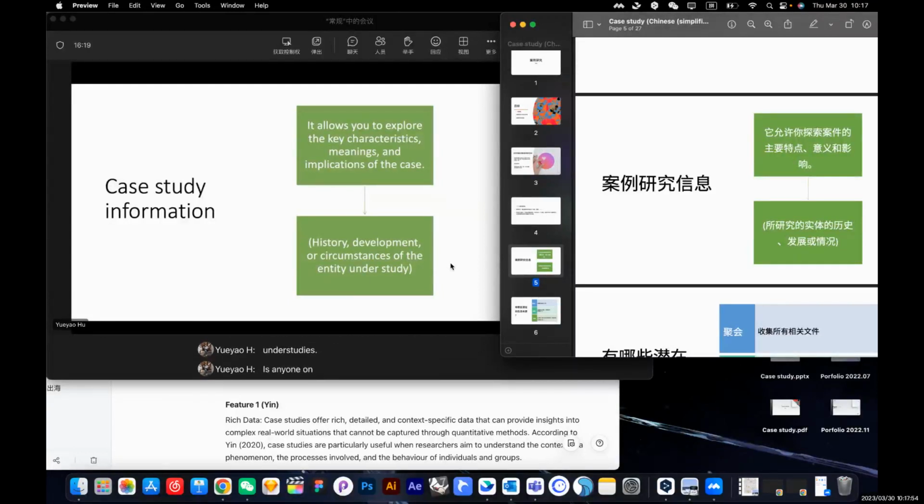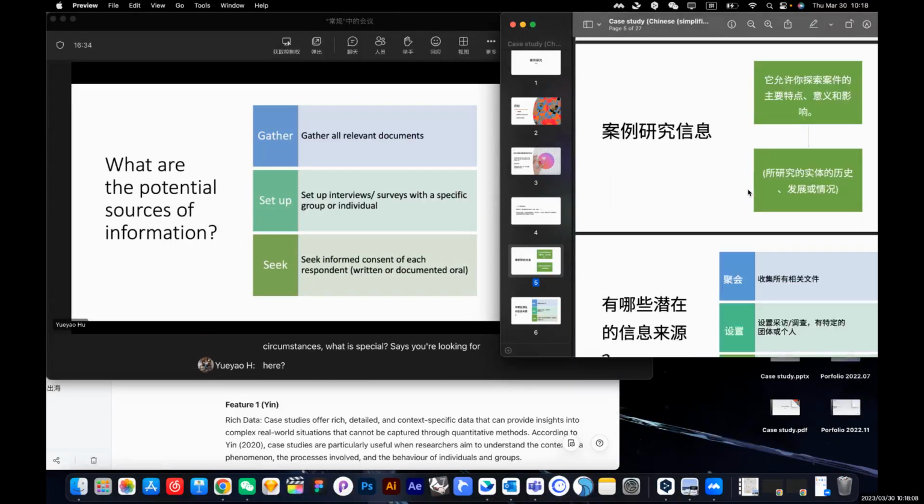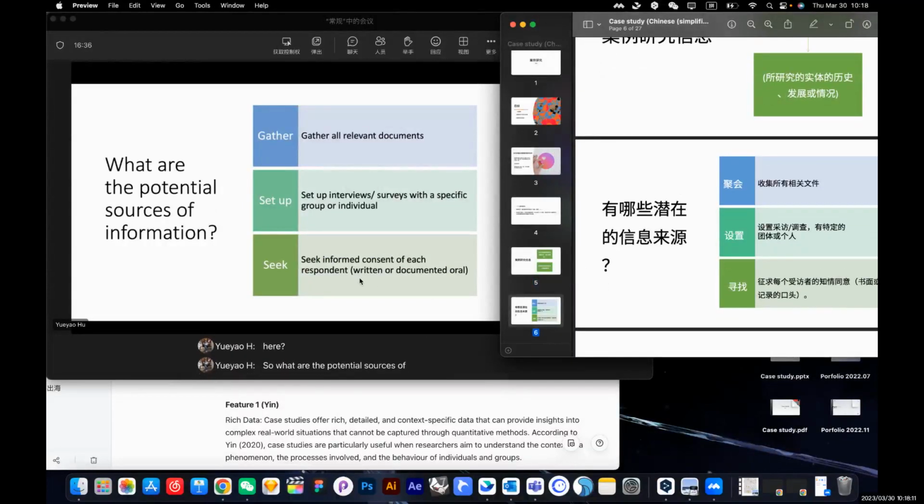Does anyone understand what circumstances means? Yeah, it is in these areas. So what kind of circumstances, what specifics are you looking for here? What are the potential sources of information? I think this is a big difference from other methods or methodologies. First of all, you need to try your best to gather all the relevant documents. Then you can set up an interview, a survey, an observation of a specific group or anything, and also seek responses.